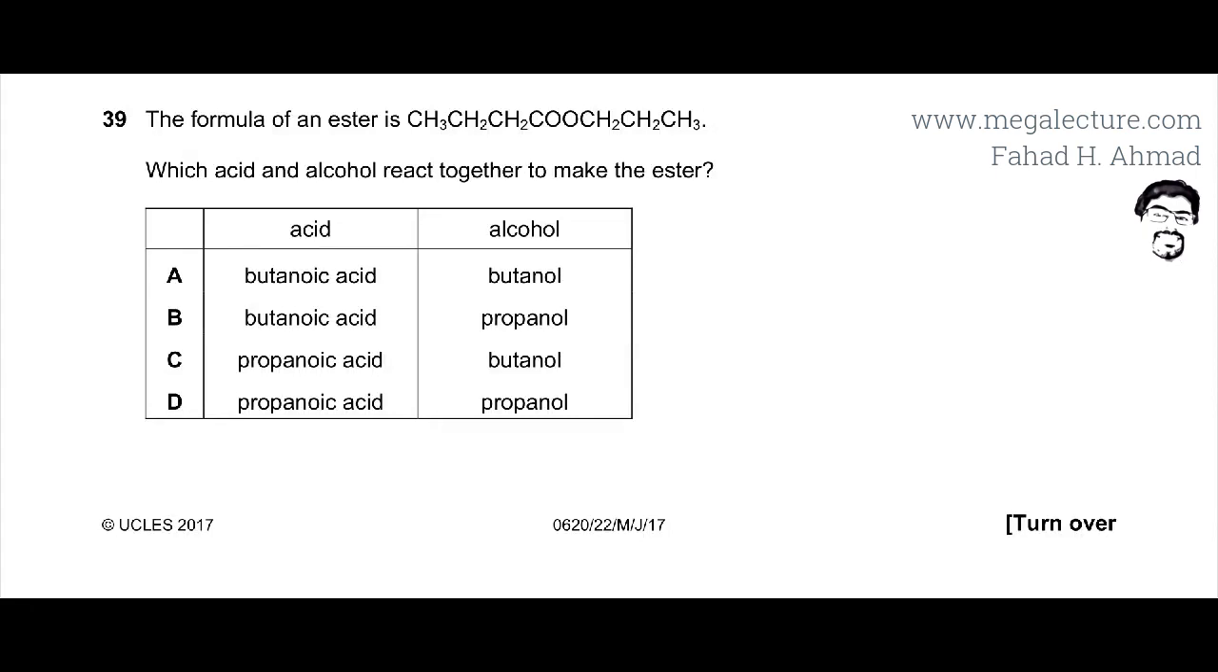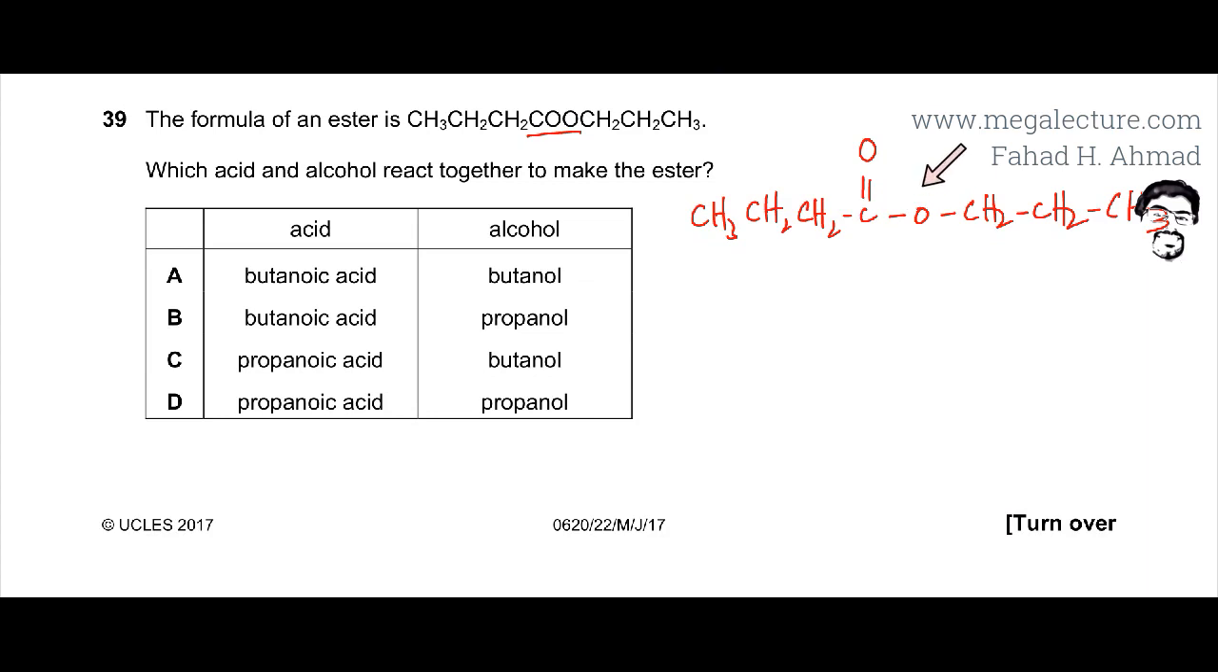The following question reads that the formula of an ester is given, and which acid and alcohol react together to make this ester. So this is the ester that's provided. Let me draw a more displayed formula of this molecule. So this is a more displayed formula where I've drawn this COO in a displayed form showing all the bonds.